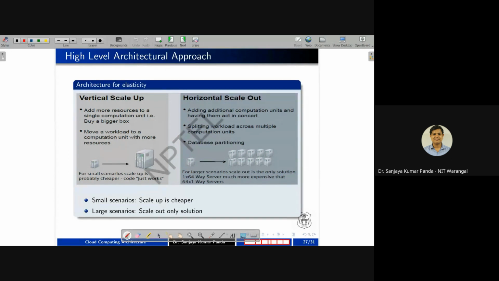So if a server is having 64, okay, 1 cross 64, if the component fails, then the whole network is going to collapse. But if you have 64 computer systems which are performing one task, then it is easy to provide the services, right? So that's why it says that a 1 cross 64 way server is much more expensive than a 64 cross one way server.